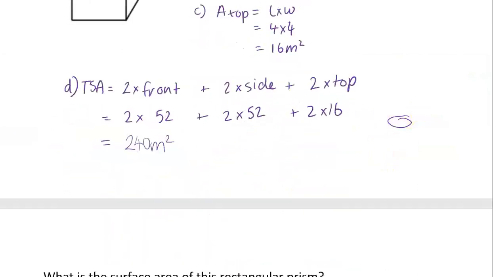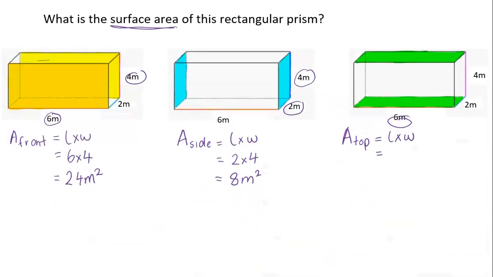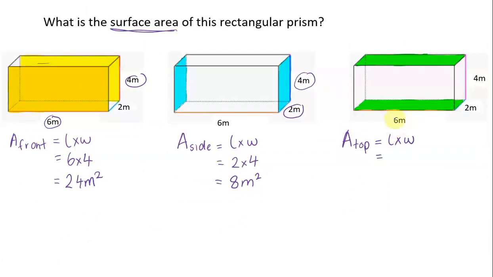We've just lost it there. Let's see if we can find the correct calculation. There we go. The length of our rectangle is 6 meters, and the width of our rectangle is this measurement back here, which is the same as this one, or 2 meters. So the area of the top and the bottom of our rectangular prism is 6 meters by 2 meters, which gives us 12 meters squared. So the top and bottom are both 12 meters squared.